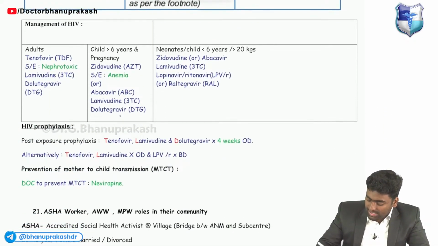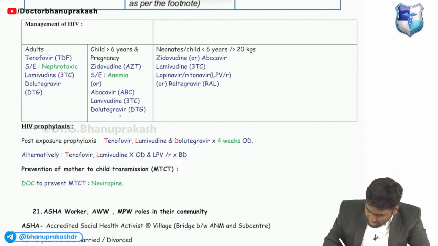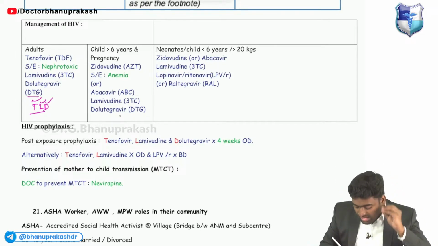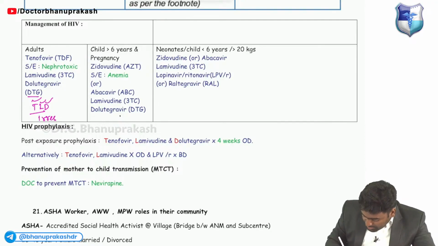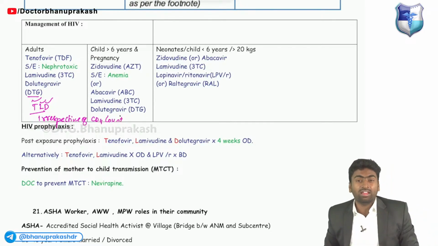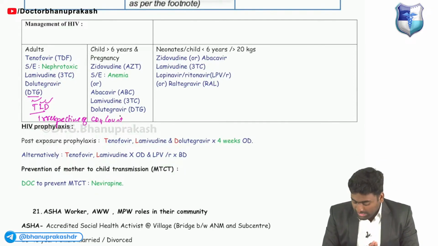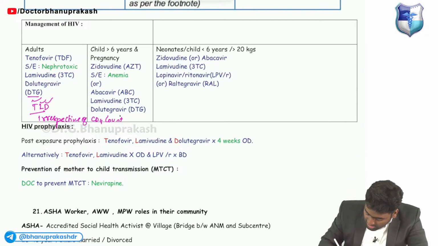Then about HIV, just remember this TLD or DTG. That is tenofovir, lamivudine, and dolutegravir. This is the drug regimen which you use for HIV, and we'll use it irrespective of their CD4 count. So the CD4 count is good, bad, better? No, we don't care. We'll use this regimen irrespective of their CD4 count. Okay, remember this much.